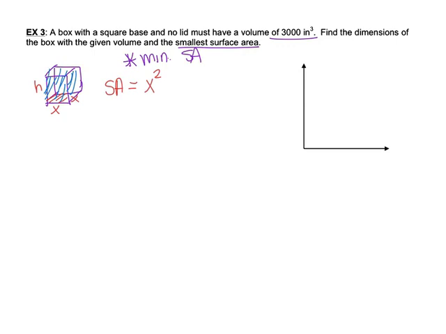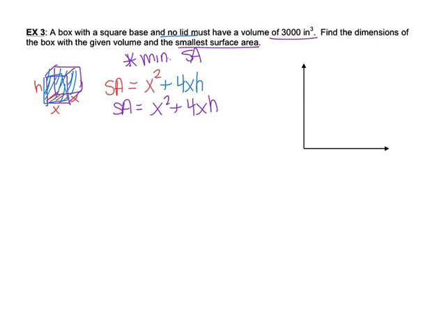Then I want the area of, let me change colors, all of these four sides, the back and this side. They're all going to be the same, so if I can find the area of one of them, I can find the area of all of them and multiply it by 4, and the area of one of those sides is just h times x, or x times h. And then we're not including the lid because it said no lid. So this is the surface area formula. So the surface area that we want to minimize is x squared plus 4xh.